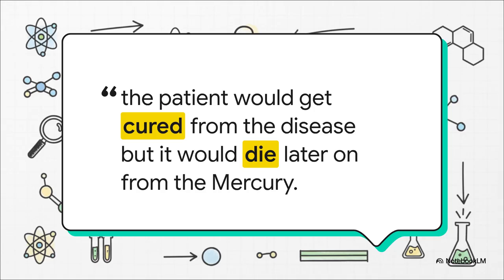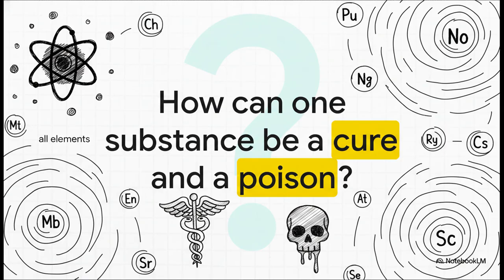We're talking the 1700s. Imagine you're sick, you go to the doctor, and he hands you a pill of pure mercury. And the craziest part? Sometimes it actually worked. I mean, you'd be cured of whatever you had, but then you'd die from the mercury. Yikes. So that brings up a really big question, right? How can the exact same thing be both a cure and a deadly poison?